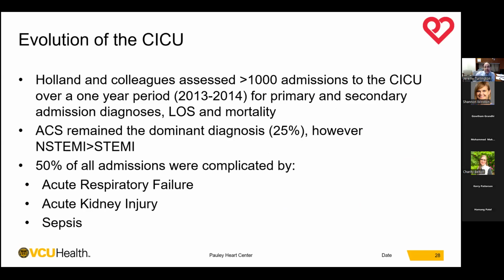More recently, in the past decade, Holland at UVA looked at 1,000 admissions to the UVA CICU over a 1-year period for various outcomes, including looking at the primary and secondary diagnosis, looking at outcomes such as length of stay and mortality. ACS was still the prominent diagnosis, and I'll have a graph for this in a moment, at 25%. But now it was NSTEMI greatly outnumbering STEMIs. And I guess they didn't really separate that into true type 1 NSTEMIs versus type 2 or other potential causes. But approximately half of all admissions were for either respiratory failure, acute kidney injury, or sepsis.